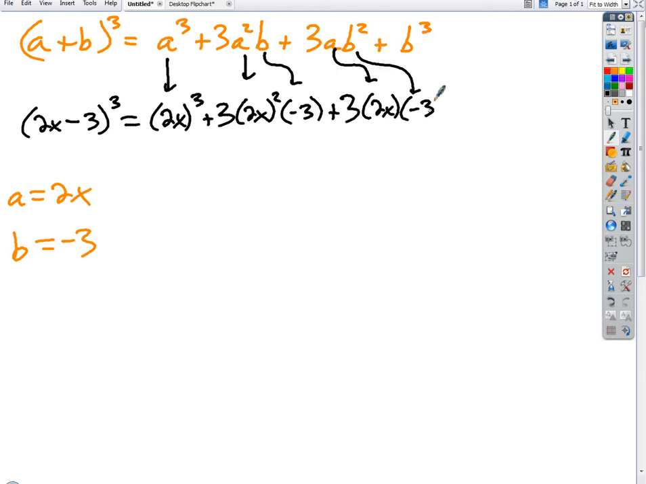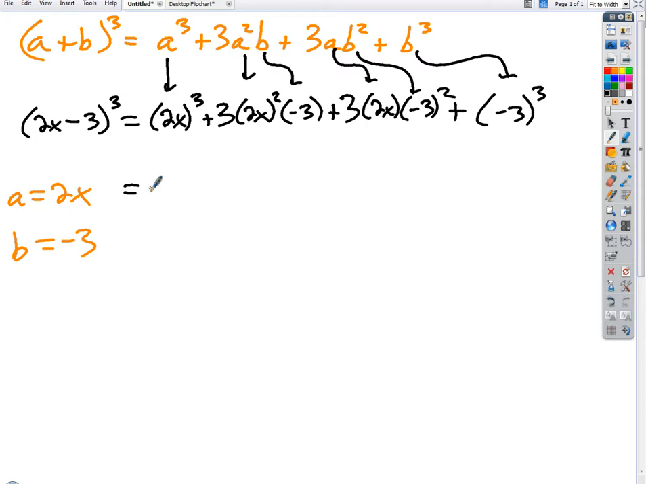Okay? Plus 3 times 2x times negative 3 squared. Now, don't say anything. Everybody look at this. What's going to be the sign of that third term? It's going to be positive, isn't it? Because I get a negative number squared, which makes it positive. Good. Okay, and then finally, plus negative 3 cubed. And what's going to be the sign of that one? Negative. Good.